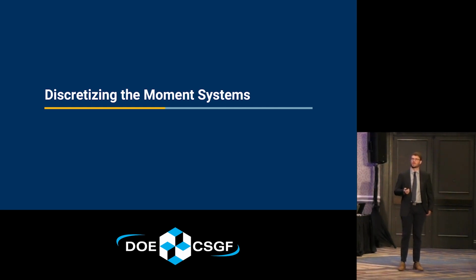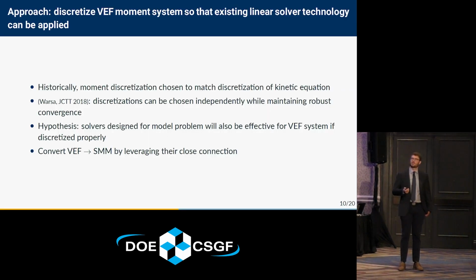So on to the discretizations that I came up with. My approach was to first start with the VF moment system and discretize it in a way that we can leverage existing solvers. And this deviates from the historical approach, where they were designed to match. So the kinetic discretization and the moment discretization were designed to be the same. So we're deviating from that. We're allowing them to be different.